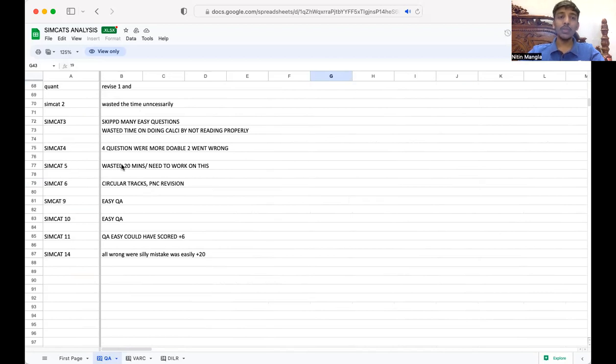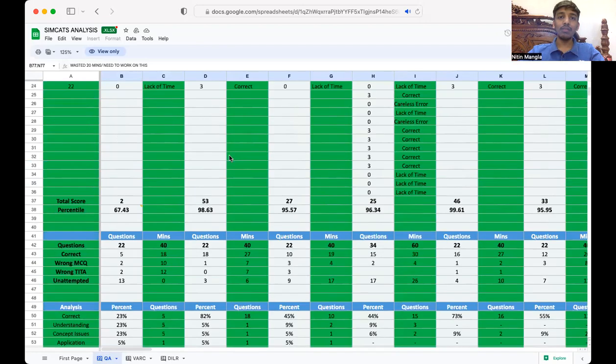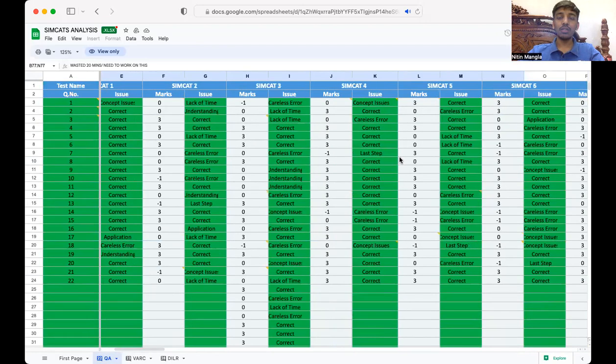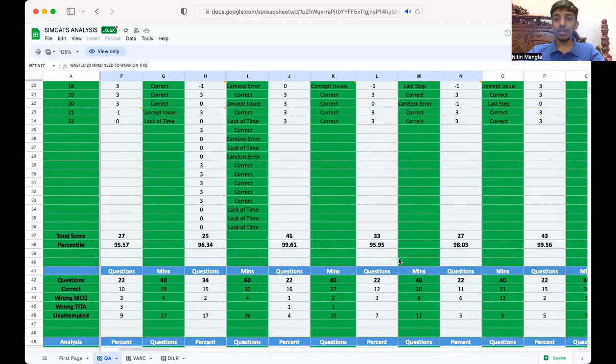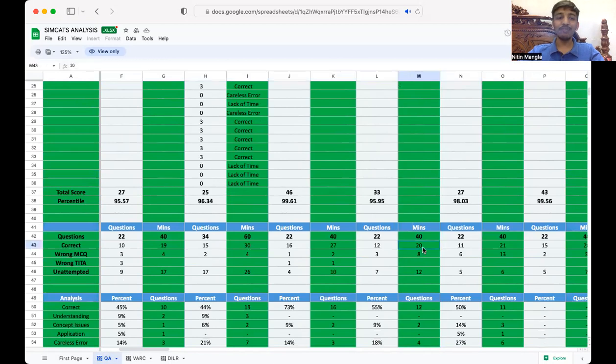So SimCAT 5, wasted 20 minutes. You can say SimCAT 5 LM part. So you can see here, 20 correct. I would say for 20 minutes I went with the correct answer, and 20 minutes were wasted.